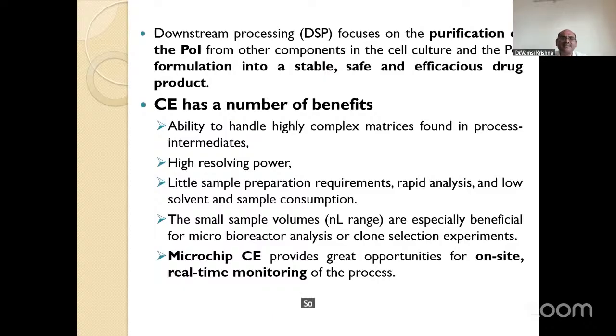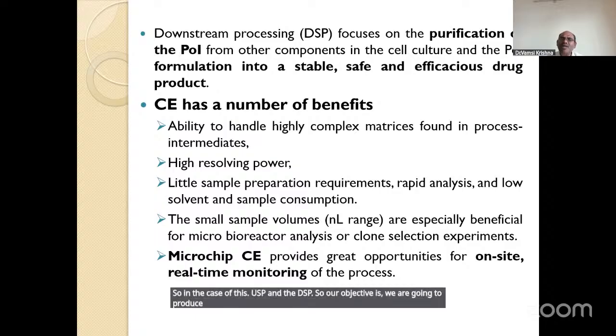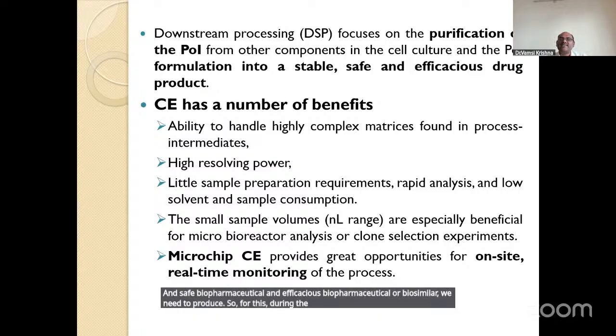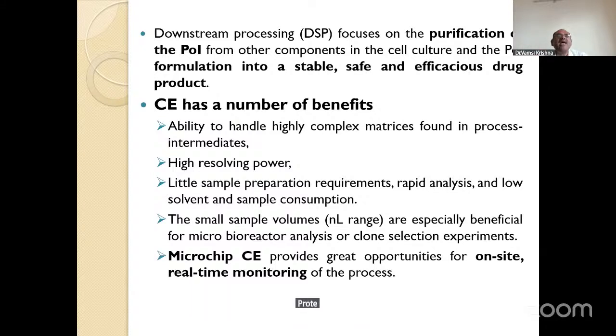So in the case of USP and DSP, our objective is to produce a stable, safe, and efficacious drug product, an efficacious biopharmaceutical. So we need to produce a stable, safe, and efficacious biopharmaceutical or biosimilar. For this, during the production process, at each and every step, we are monitoring the protein expression. We are going to optimize the protein or peptide expression by means of a capillary electrophoresis tool.